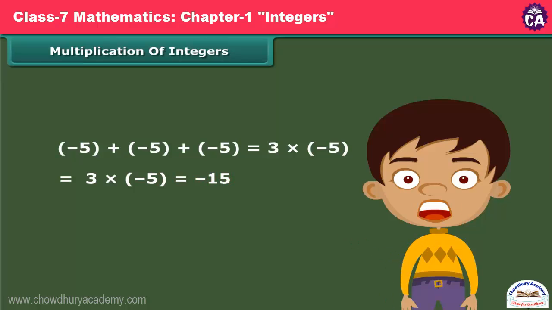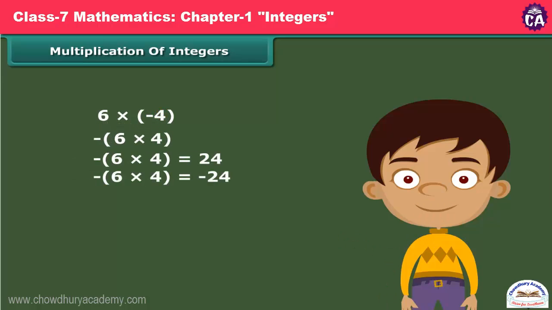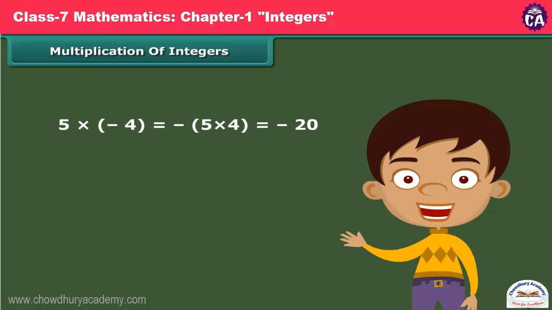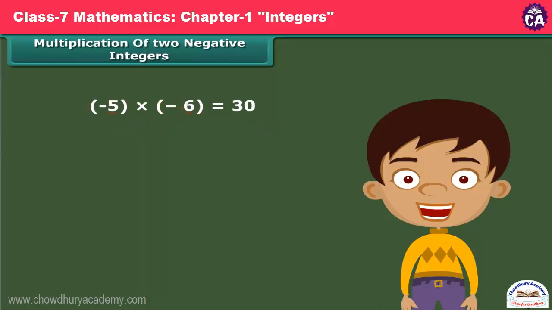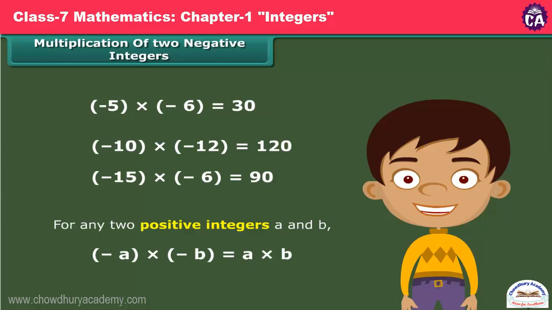Let's now find the product of a positive and a negative integer. Firstly, multiply 6 by 4 and then put minus sign before the product obtained. We get -24. Similarly, 5 into -4 is equal to -5 into 4, which equals -20. The product of two negative integers is a positive integer. We multiply the two negative integers as whole numbers.